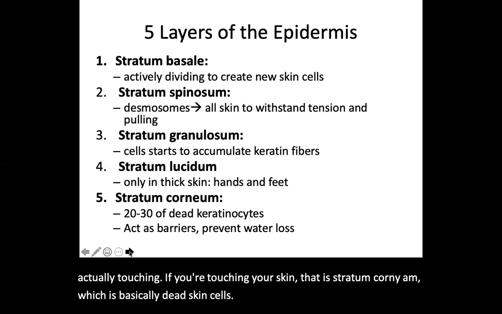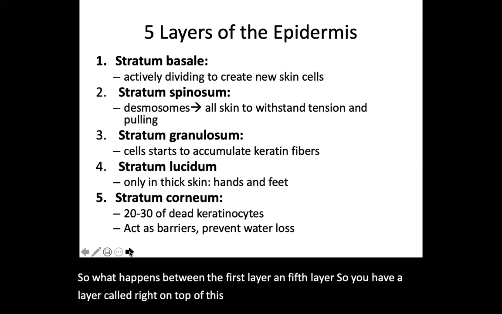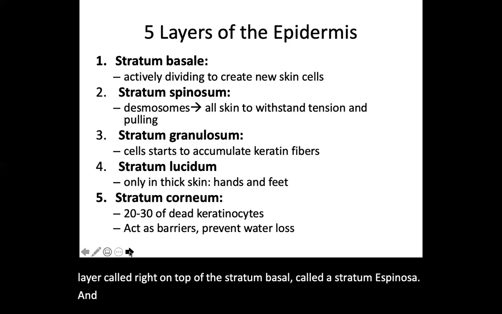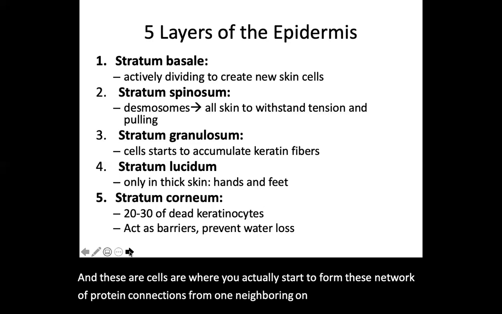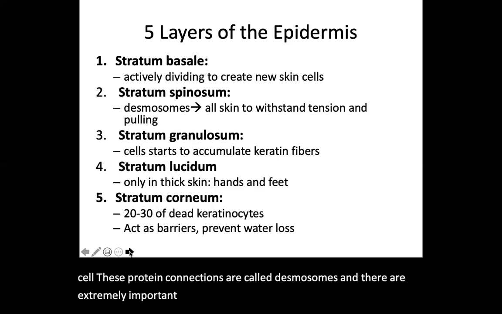So what happens between the first layer and fifth layer? So you have a layer right on top of the stratum basale called the stratum spinosum. And these are cells where you actually start to form this network of protein connections from one cell to its neighboring cell. These protein connections are called desmosomes, and they are extremely important for your skin's capacity to withstand tension and not fall apart.